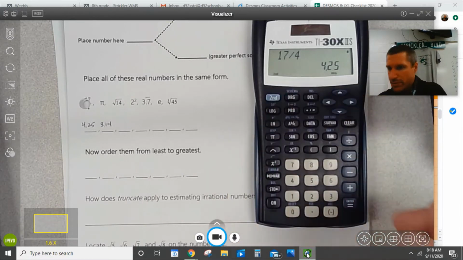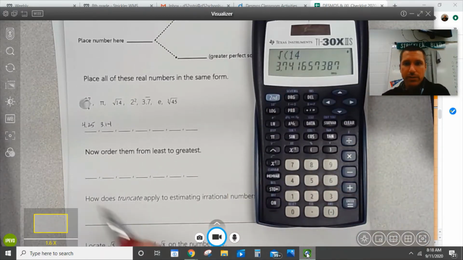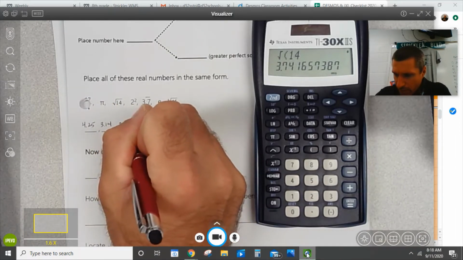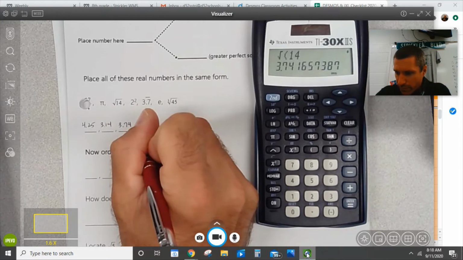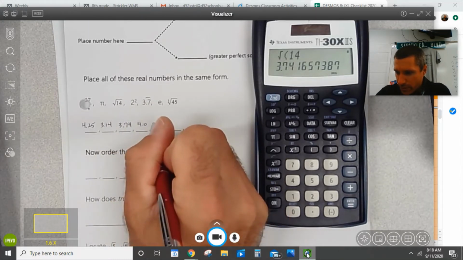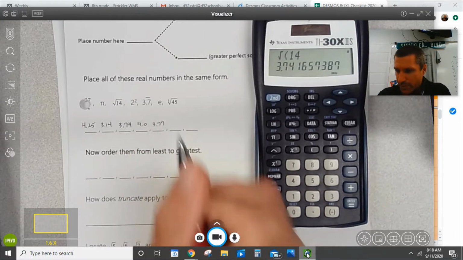Radical 14, so we go second x squared, and we go with 14 to get 3.74 should be enough, I think. Okay, 2 squared is 4, 4.0, duh. 3.7 repeating, I'll just add a couple of 7s there.